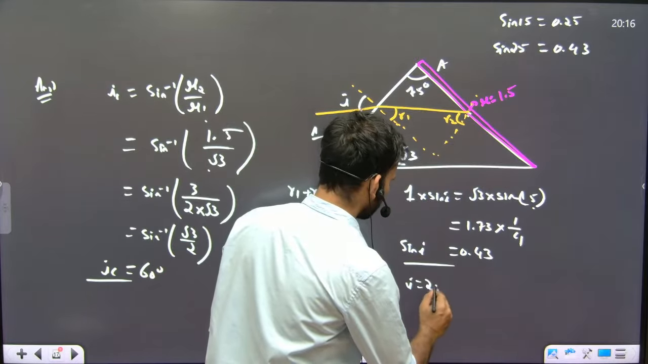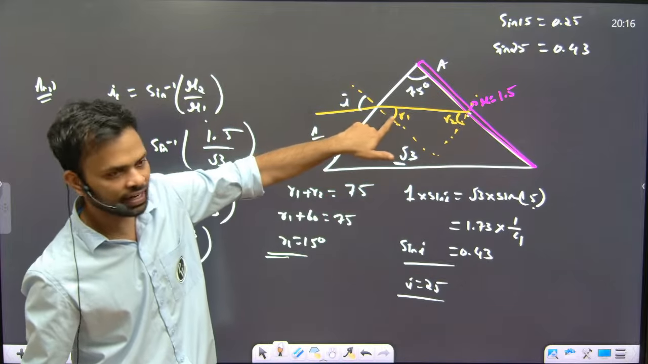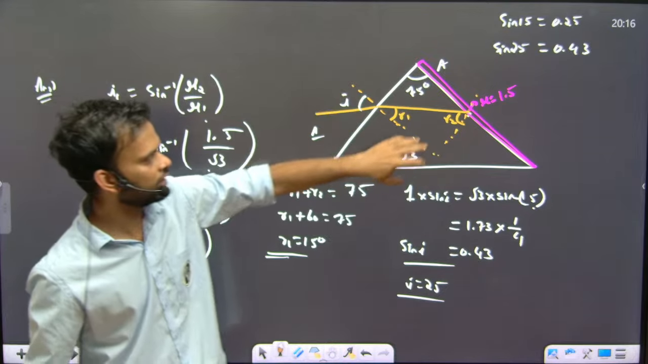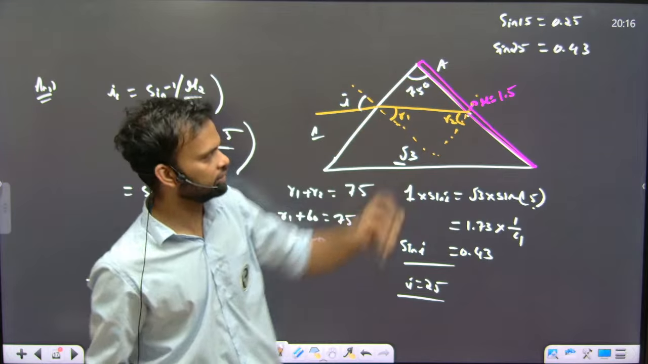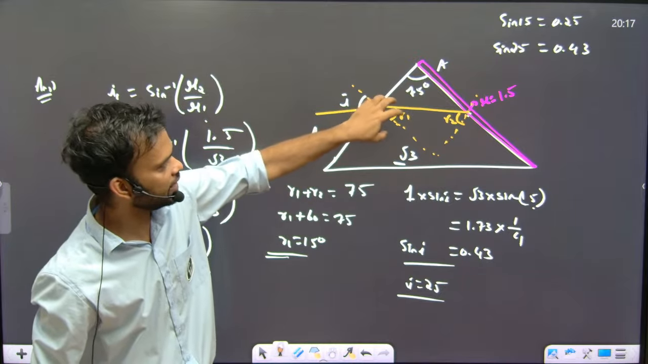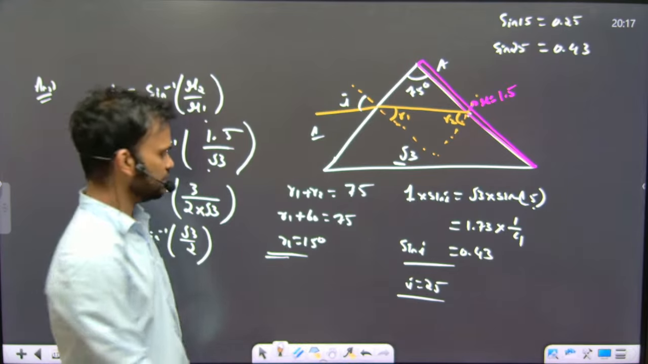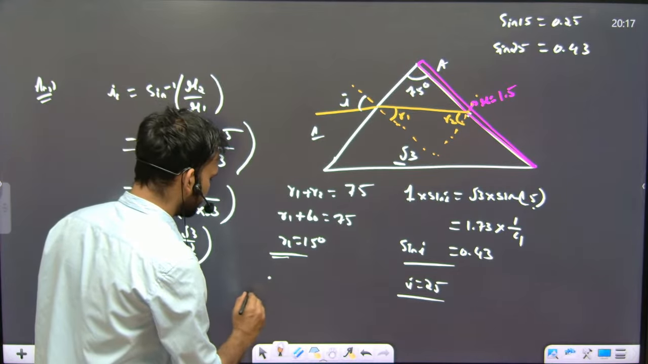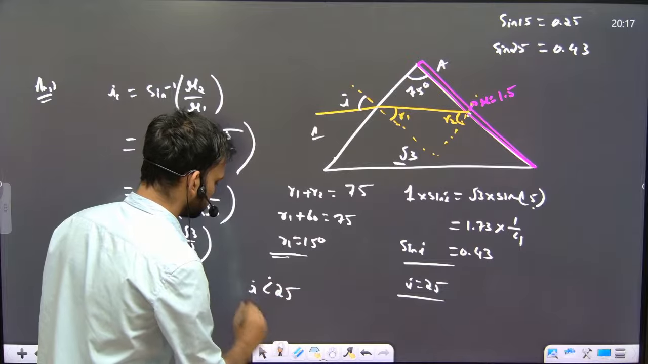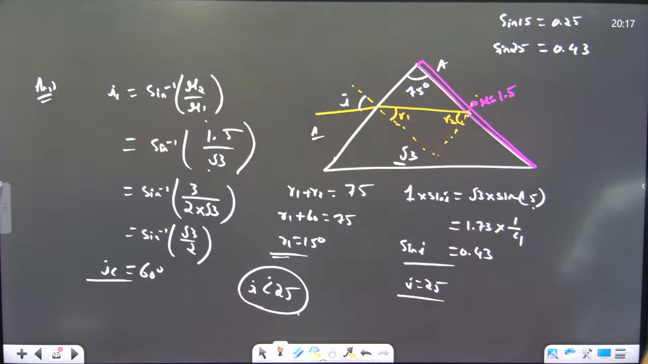Now come back to this question. If this has to be 60, this has to be 15 and this has to be 25. But the condition is what? This angle has to be more than 60. For it to be more than 60, this has to be less than 15. If this is less, this also has to be less. i and r are proportional to each other. So the answer has to be, the angle of incidence has to be less than 25. Right? It's a moderate question, not difficult, not easy, a moderate question.